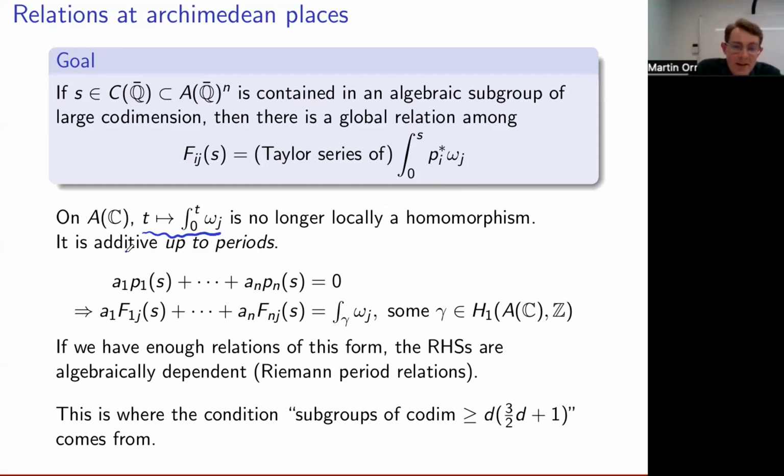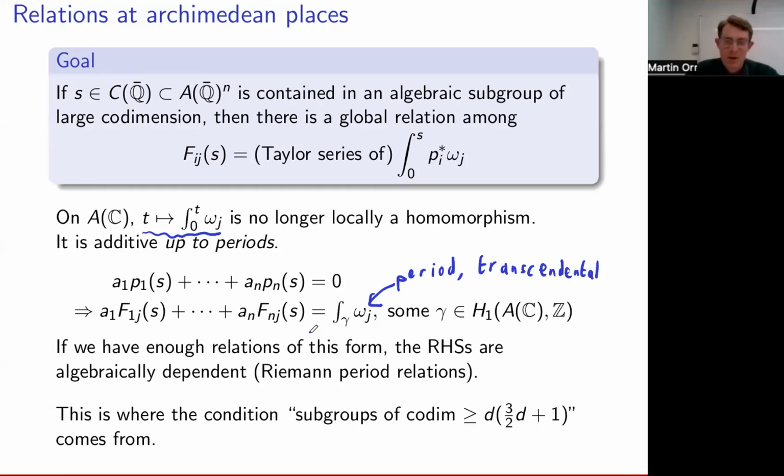So when we say it's additive up to periods, what that means is that this relation we had, saying that some combination of these points was 0, when we integrate it, we get that some combination of the integrals is equal to the integral of some loop. So these are the periods of these integrals, and they are, in general, transcendental numbers. Which means that what we've written down here is not a relation with coefficients in Q bar, as we'd like.